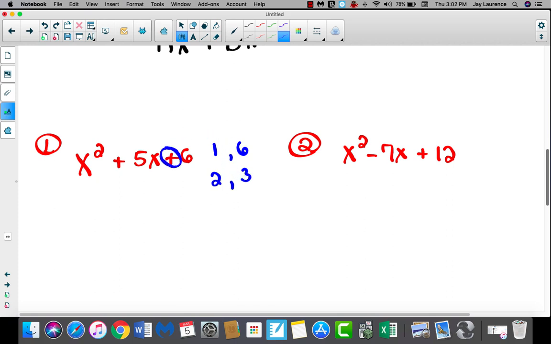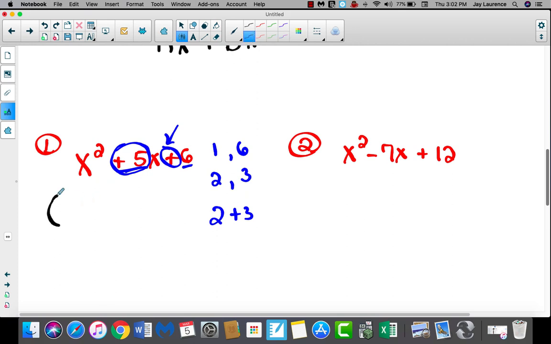Here's what I need. Because the 6 is positive, it's addition. I need 2 factors of 6 that add to get positive 5. Let me say that again. I need 2 factors of 6 that add to get positive 5. They're adding because the 6 is positive, and the sum needs to be positive 5. All right? So, how about 2 plus 3? Does that make positive 5? It sure does.